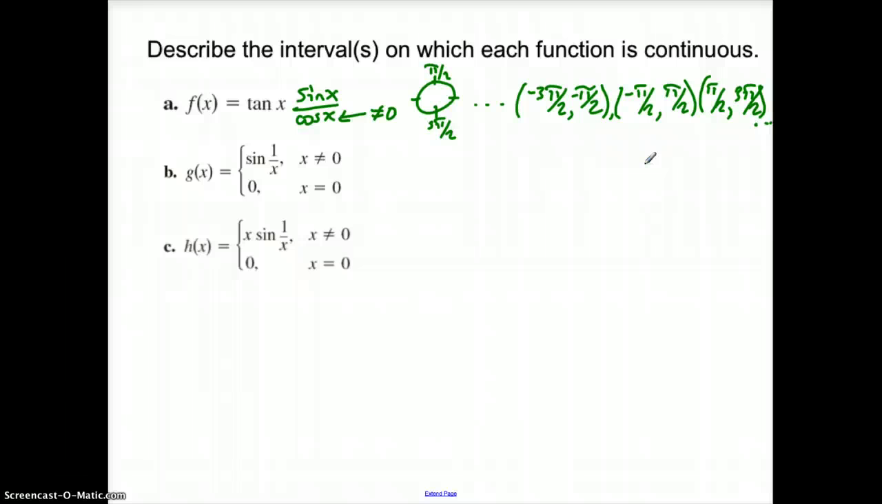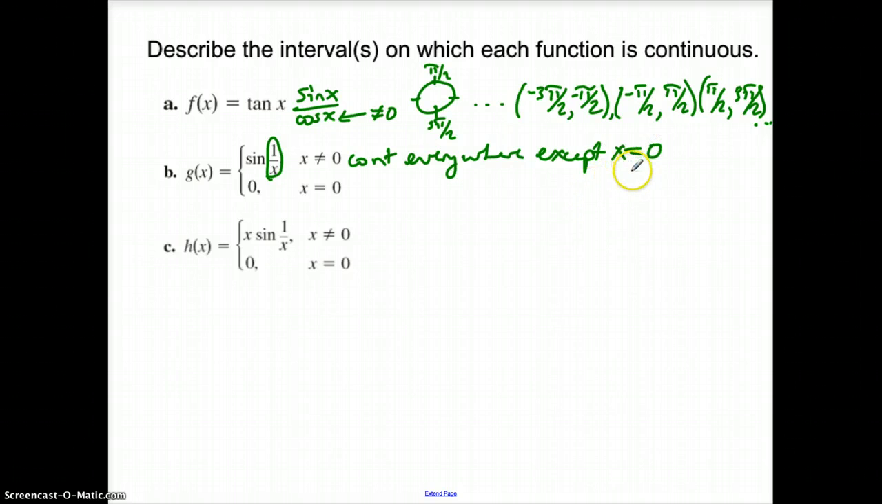All right, how about the function sine of 1 over x, as long as x does not equal 0? But when x does equal 0, this function is going to equal 0. So since sine of 1 over x is continuous everywhere except at 0. And we know sine of x, if this were the composite function, sine is the outside function, 1 over x is the inside. We know sine of x is continuous everywhere. So then this should be continuous everywhere except at 0.